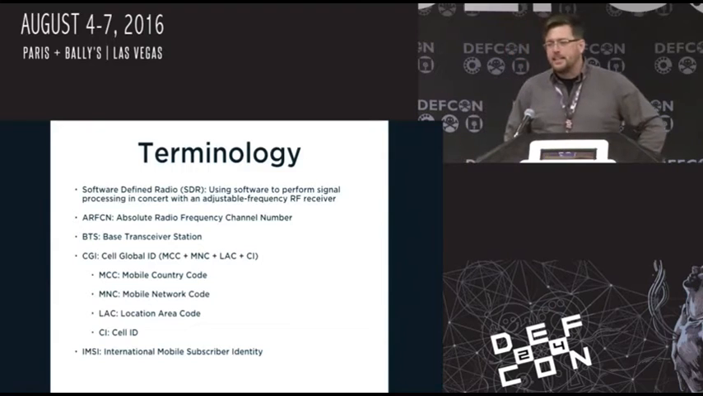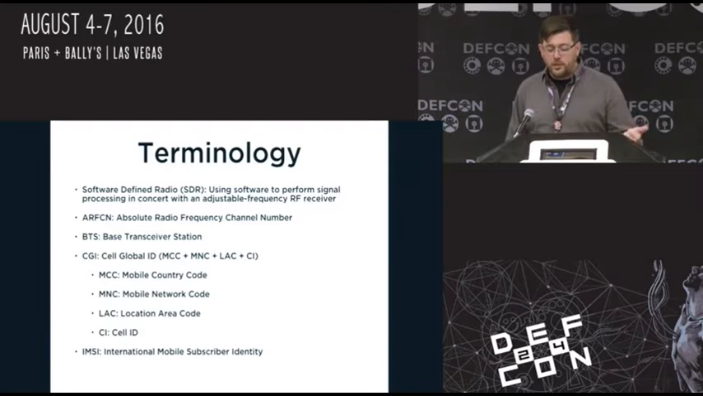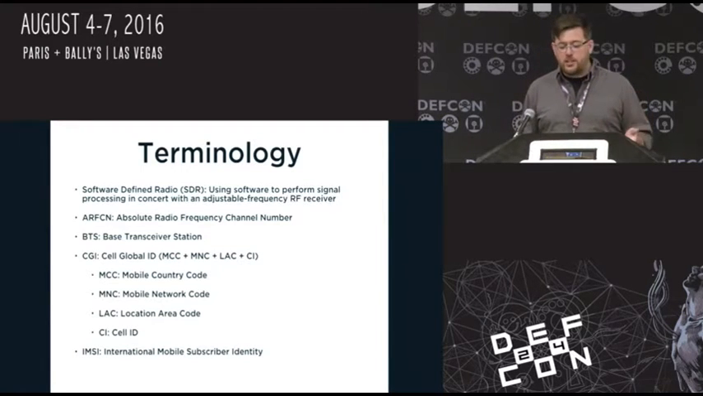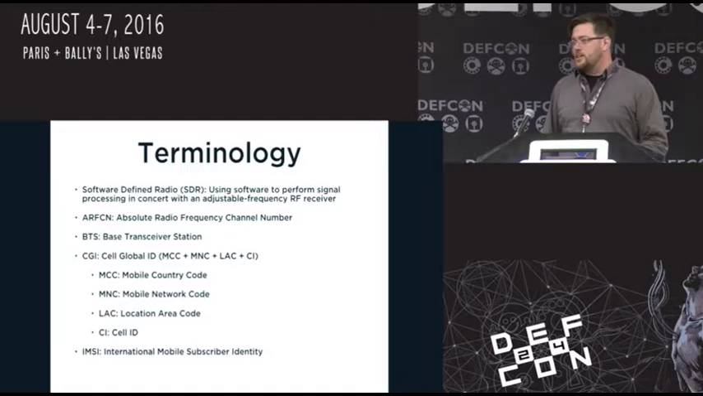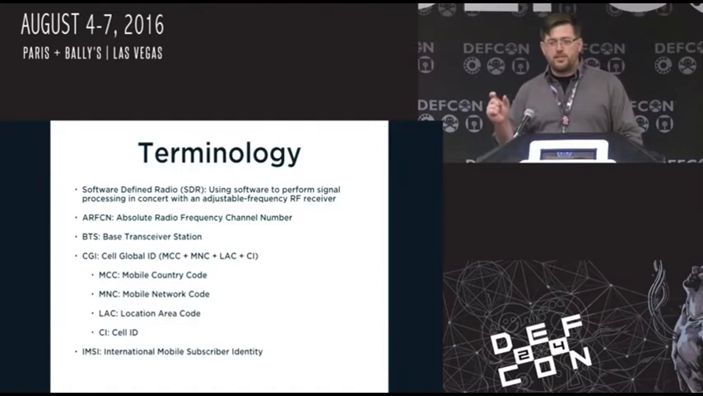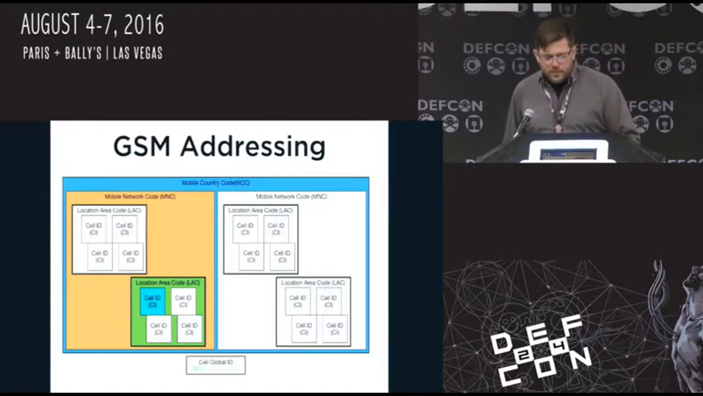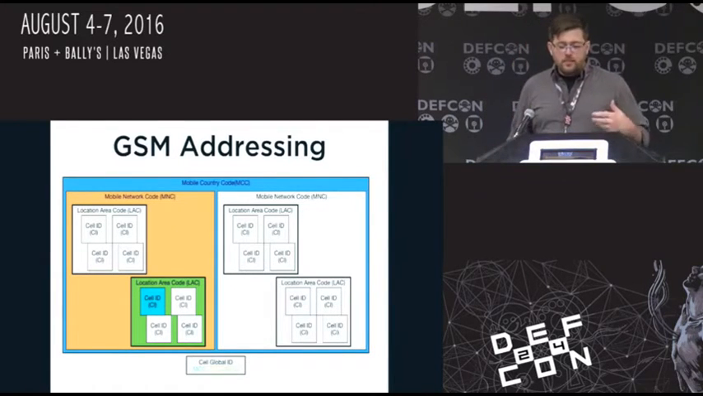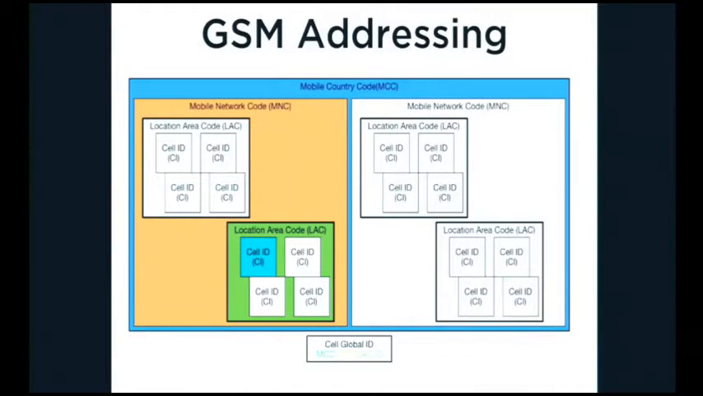CGI, Cell Global ID, is a globally unique identifier for the BTS. That's comprised of a mobile country code, a mobile network code, a location area code, and a cell ID. All that comes from the BTS. And like I said earlier, the IMSI is what's burned into your SIM, and that's what identifies you as an individual. Here's a visual aid to wrap your head around GSM addressing in regards to the global cell ID. Every mobile country code has a number of subordinate mobile network codes. Within that, you have multiple location area codes, and within that, you have multiple cell IDs.